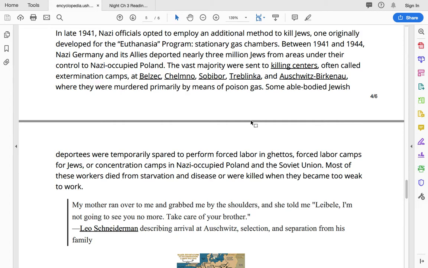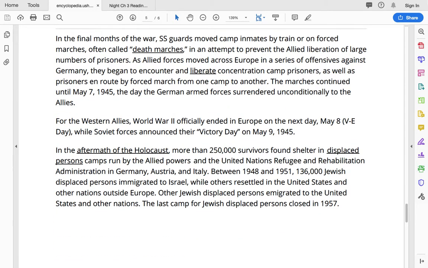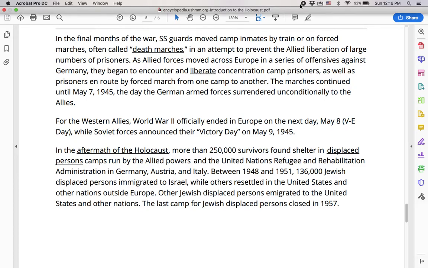Some able-bodied Jewish deportees were temporarily spared to perform labor in ghettos, forced labor camps for Jews, or concentration camps in Nazi-occupied Poland or the Soviet Union. Most of these workers died from starvation and disease or were killed when they became too weak. I'm going to stop there. I'll let you read the rest of this on your own.